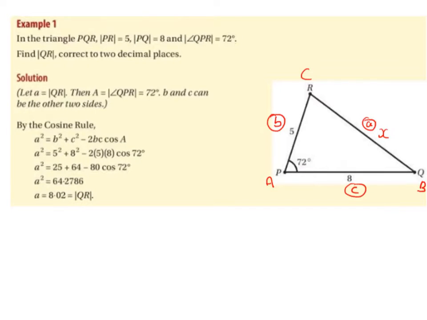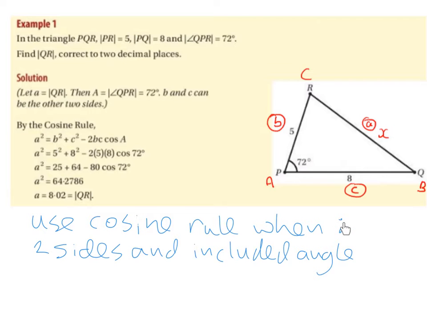So it's important to note that we use the cosine rule when we have two sides and an included angle. So for example, we have 8 and we have 5 and we have the included angle, or the angle in between. We have one side and another side and the angle that's in between. So we use the cosine rule when we have two sides and an included angle, or we've been given 3 sides and are trying to find an angle. So this is when we use the cosine rule, whereas we use the sine rule if we have an angle and its opposite side.